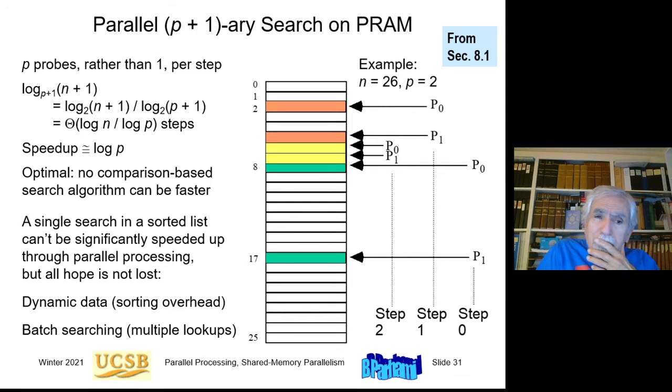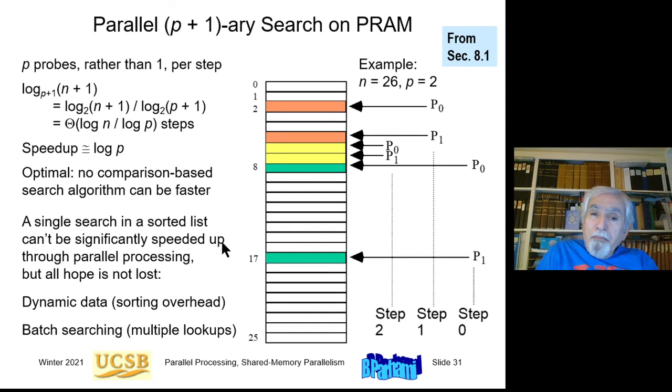This is optimal in the sense that no comparison-based search algorithm can be faster than this. This can be proven mathematically. So a single search in a sorted list can't be significantly speeded up through parallel processing. But all hope is not lost.